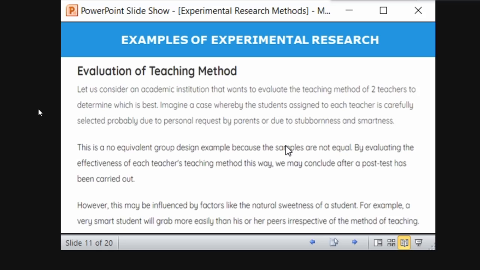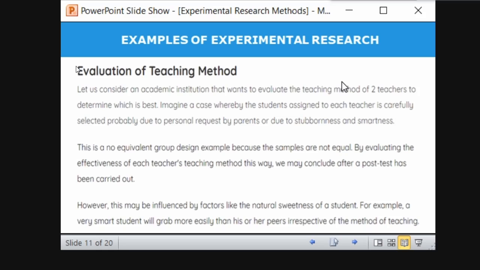However, you see, this may be influenced by factors like the natural intelligence of a student. For example, a very smart student will grasp more easily than his or her peers, irrespective of the method of teaching. That is true, right? If a student has good knowledge and good skills, he will easily observe, even though the teacher is not teaching. He will easily grasp the concepts, whereas a slow learner might find it difficult, right? So there are some factors you need to consider.